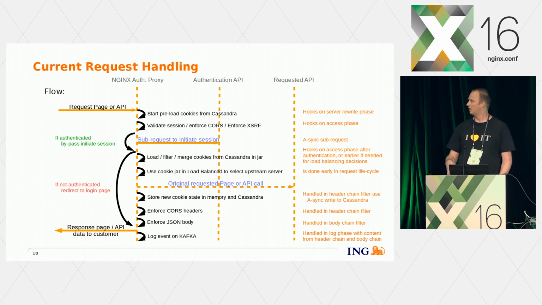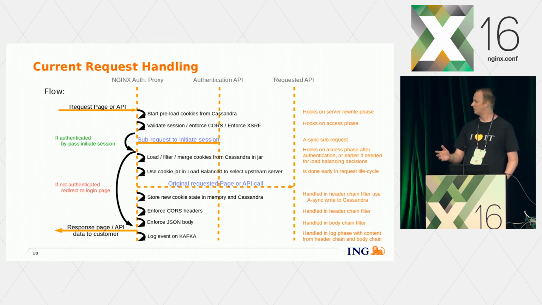After that, the additional filters kick in, so we can validate if there is a session available. We can enforce any CORS. So if you are doing a request from an origin that we do not allow, we can block. Or if the proper cross-site request forgery protection is not in the request, we can also block.